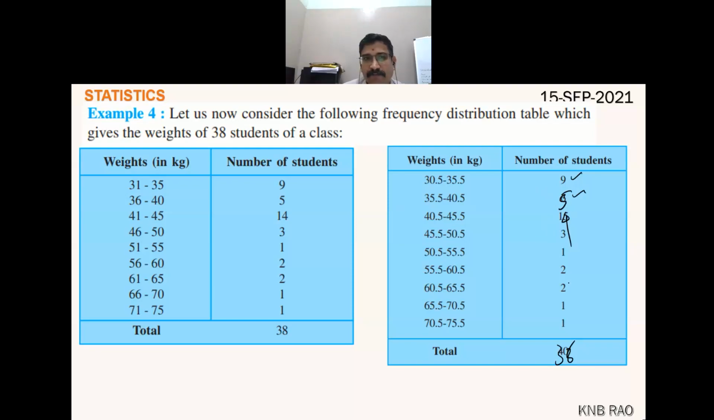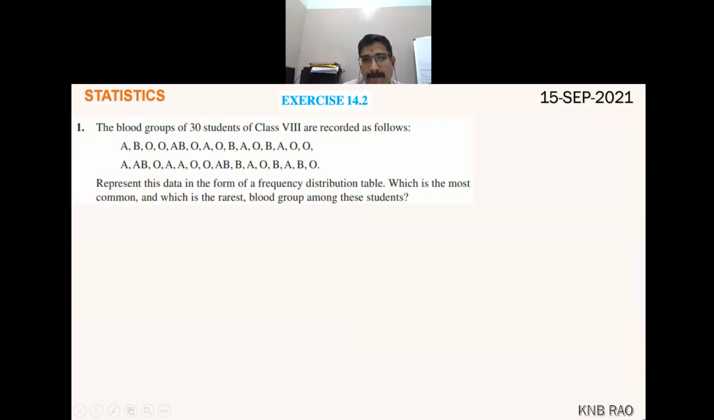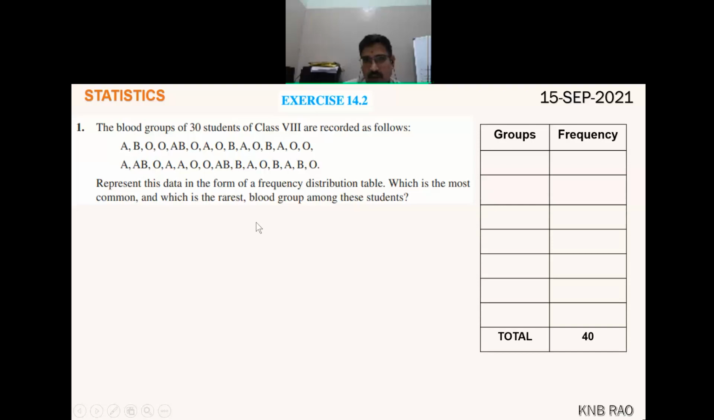Then moving on to exercise 14.2 questions. The blood groups of 30 students in class 8 are recorded. Now you have to make the data into a frequency distribution table. Now tell me, what do you get? Do you get groups or do you get the blood group? We get groups. Are you going to make them as classes?